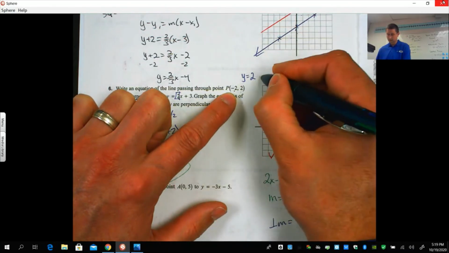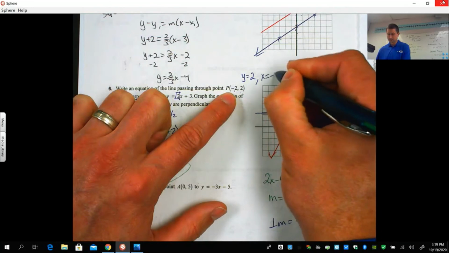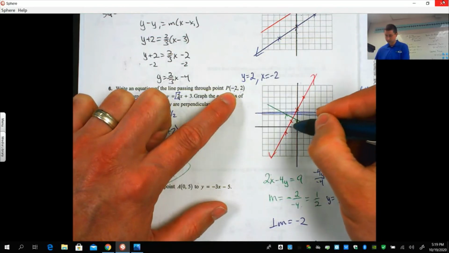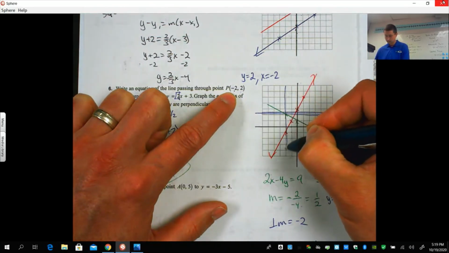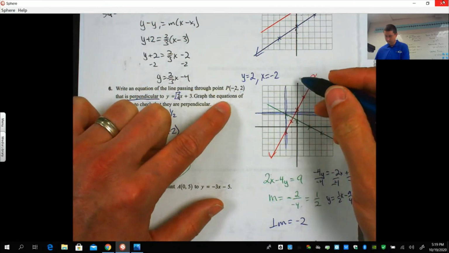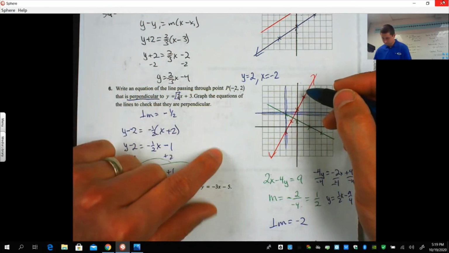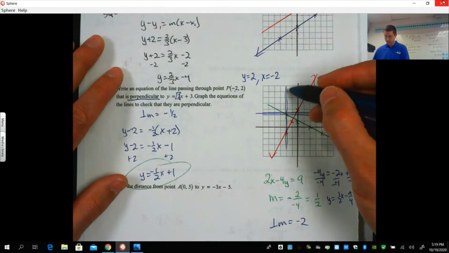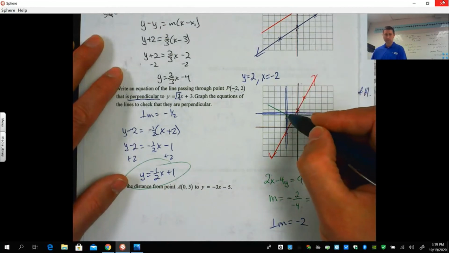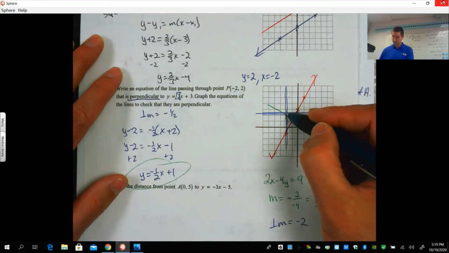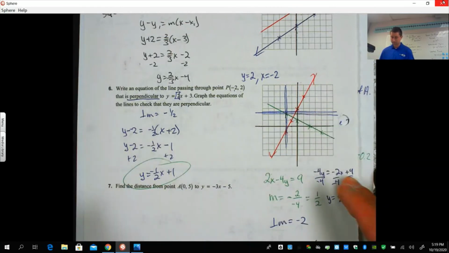If you want something perpendicular to it, you would say x equals negative 2. So you notice those two lines are perpendicular to each other, and they both go through that point negative 2, 2. Same with that green one.